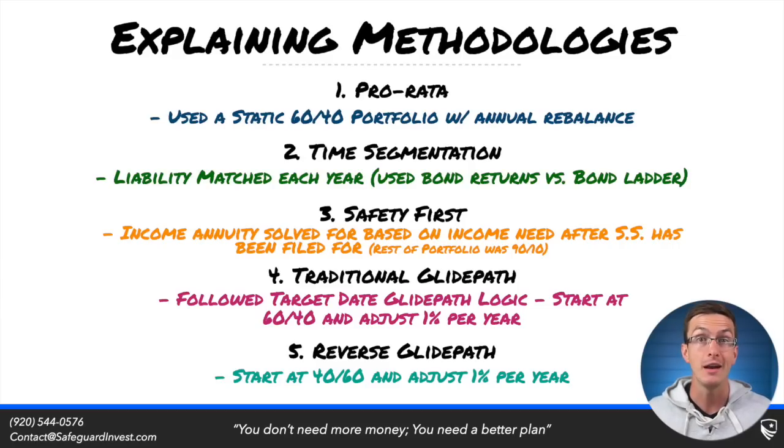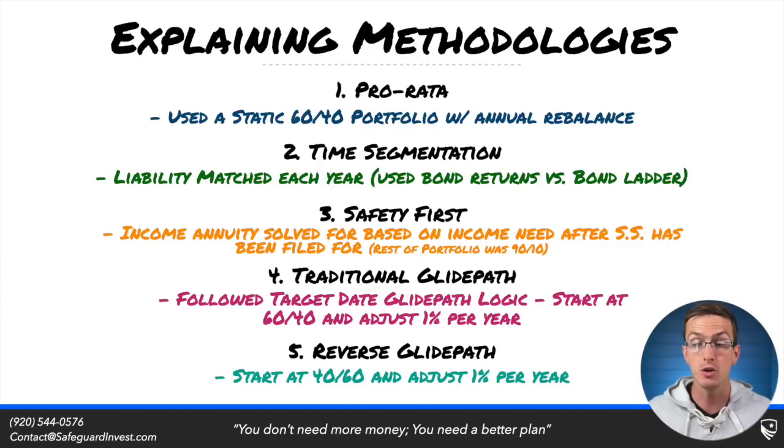The one strategy that may not be obvious at first is when we look at the safety first approach. What we're going to do here is we're going to use an income annuity to guarantee someone's income based on their income need after they've filed for Social Security. So let's say Social Security covered $40,000 of a $70,000 income need. This strategy involves buying an income annuity to fill that additional $300,000 need at today's payout rates.